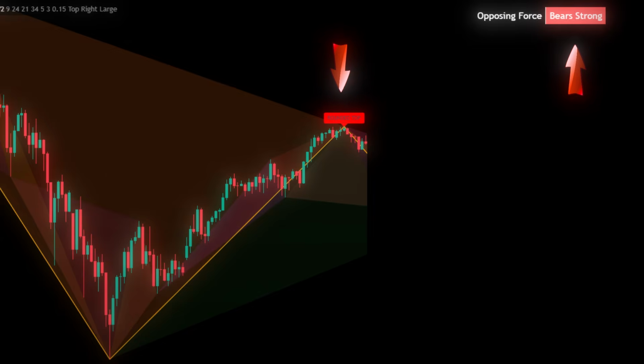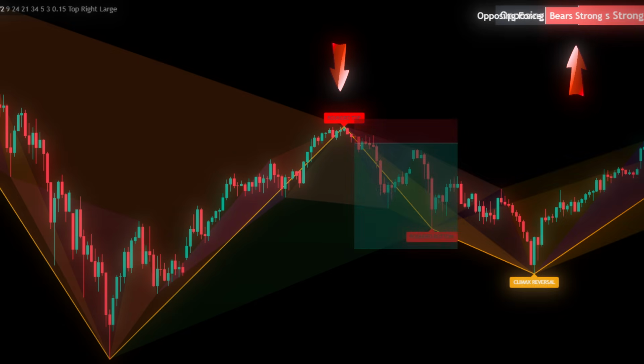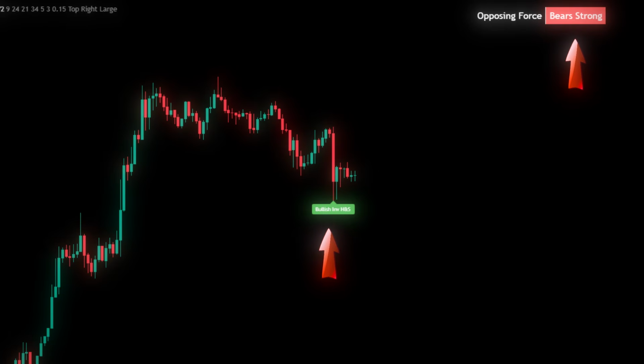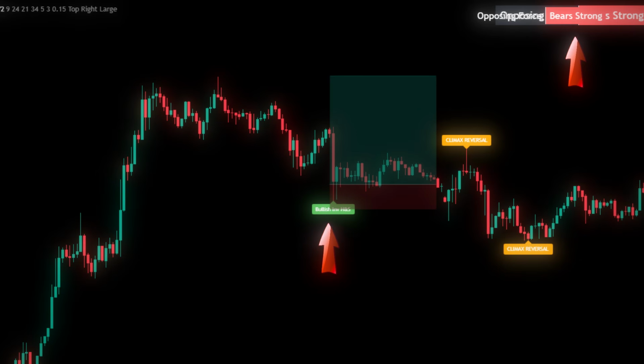The rule is simple. Pattern plus dashboard alignment equals a trade worth taking. Pattern without dashboard alignment equals a pass. Don't skip this step. Most of the bad trades in divergence trading happen when people ignore context. This dashboard gives you that context in one glance.